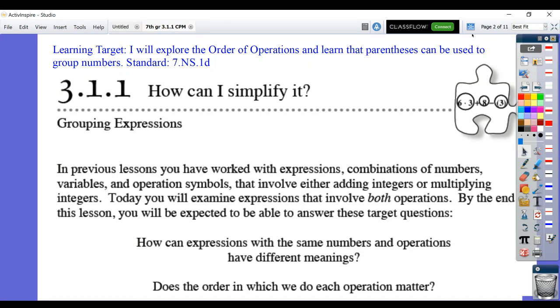This video is to help you with section 3.1.1. How can I simplify it? And grouping expressions. So it reminds you that in previous lessons, you've worked with expressions, combinations of numbers, variables, and operation symbols that involve either adding integers or multiplying integers. And today we're going to evaluate and examine expressions that involve both operations, multiplying and adding.